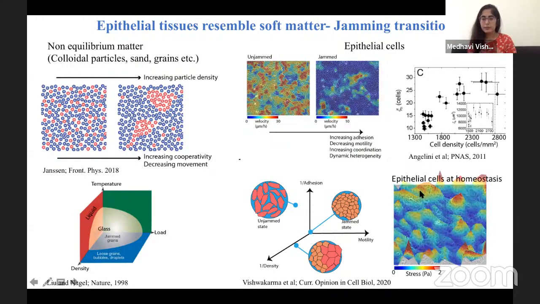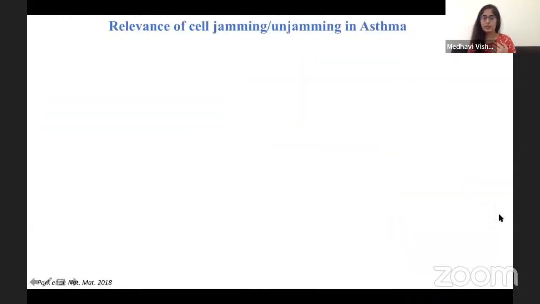And you can appreciate this dynamic heterogeneity, this jamming and unjamming behavior, in epithelial tissues by doing traction force microscopy and obtaining the stress profile of cells. So you can see peaks of high and low stresses, where you can see that the cells are coordinating their forces with their neighbors.